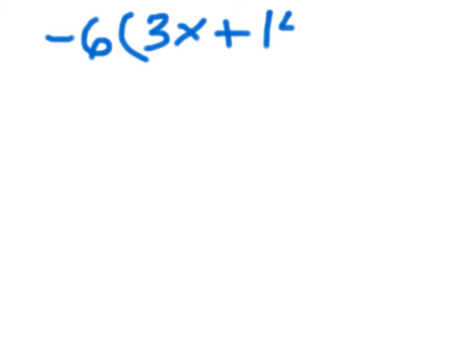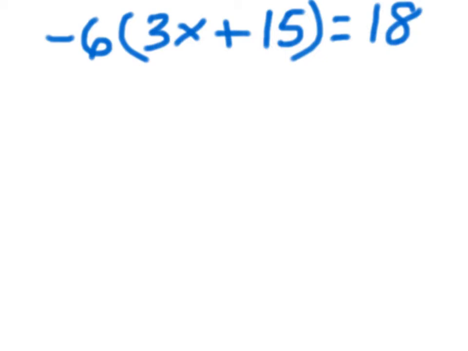Try this problem on your own. Again, this is a distributive property problem. Write the problem out. We'll start with negative 6 times 3x plus 15 equals 18. Try this problem for yourself and then watch the solution.